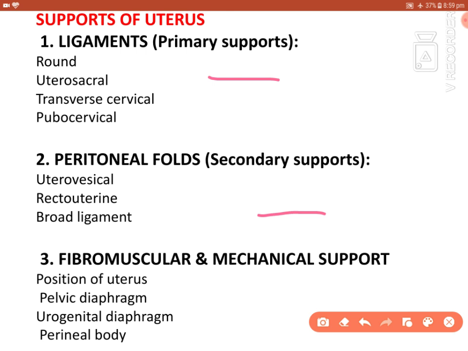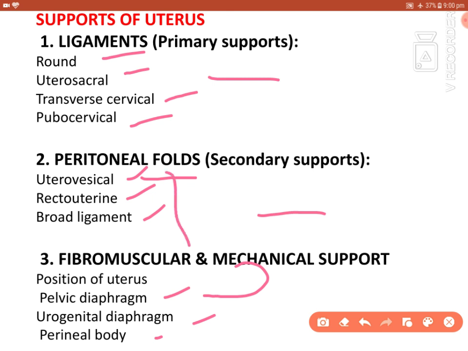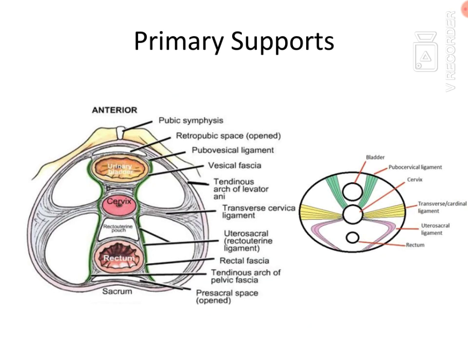Primary supports include the fibromuscular supports. Those are the ligaments and the condensations of the pelvic fascia: the uterosacral, transcervical, and pubocervical ligaments. Muscular or mechanical supports include the pelvic diaphragm, urogenital diaphragm, and the perineal body. Then the accessory or secondary supports are the peritoneal folds: broad ligament, rectouterine, and uterovesical fold of peritoneum. These three we already explained. Then coming to the primary supports.